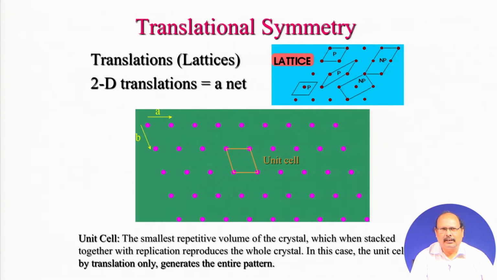Now, in this net you have the smallest repetitive volume of the crystal. If this is the smallest repetitive volume of the crystal, then we call it a unit cell. Why unit cell? Because this unit cell or this smallest volume, when stacked together with replication, reproduces the whole crystal here. In this case, the unit cell is studied by translation only, and that generates the entire pattern here.